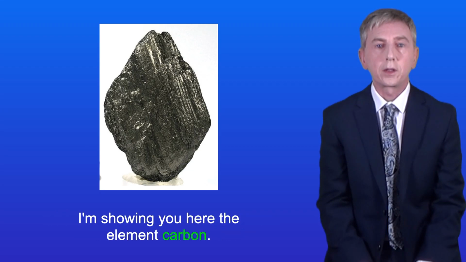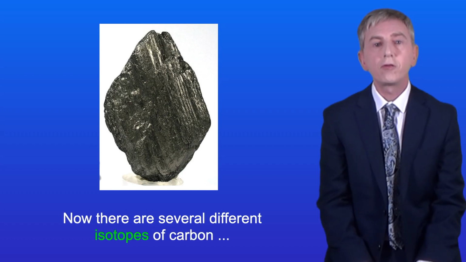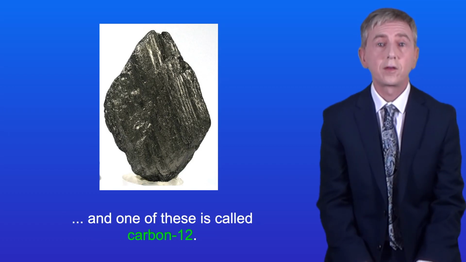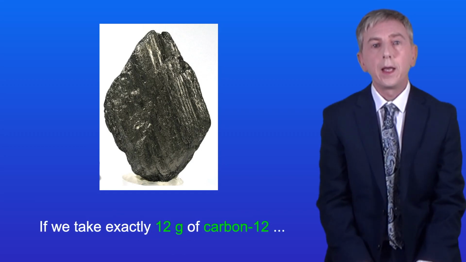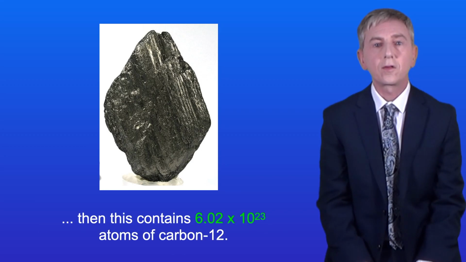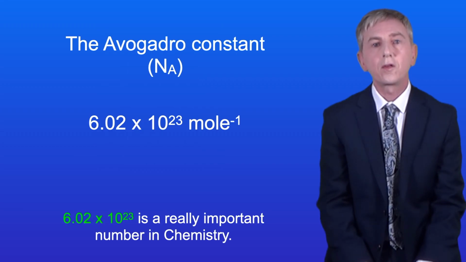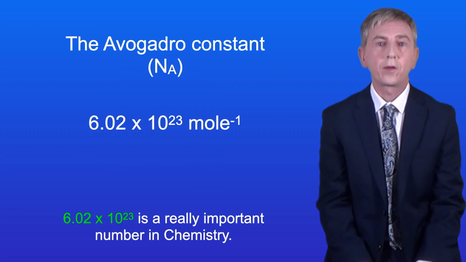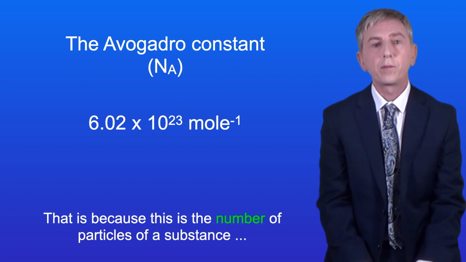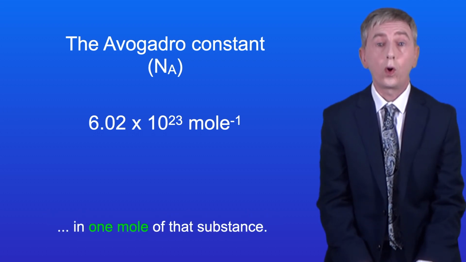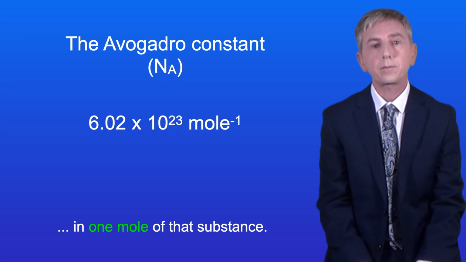I'm showing you here the element carbon. Now, there are several different isotopes of carbon, and one of these is called carbon-12. If we take exactly 12 grams of carbon-12, then this contains 6.02 times 10 to the power of 23 atoms of carbon-12. Now, 6.02 times 10 to the power of 23 is a really important number in chemistry, and that's because this is the number of particles of a substance in one mole of that substance.